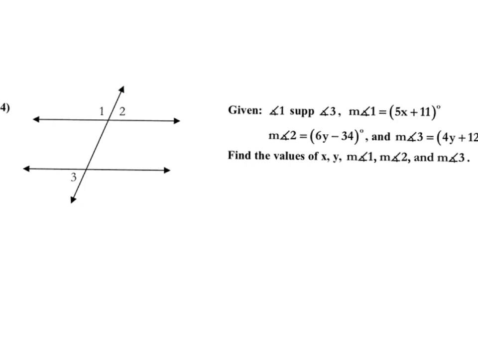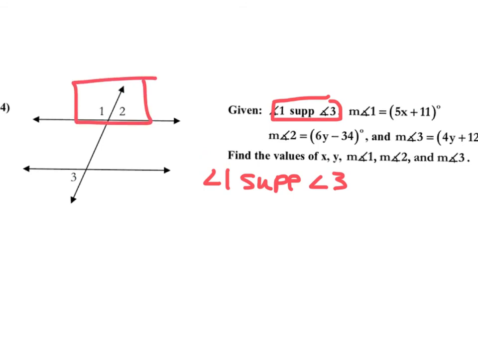All right, guys, last problem of the night. Here I'm given angle 1 and 3 are supplementary. I'm going to write that down. Angle 1 sup to 3. Now, I can also assume from the picture that angles 1 and 2 are supplementary. They form a linear pair. If linear pair, then supplementary.